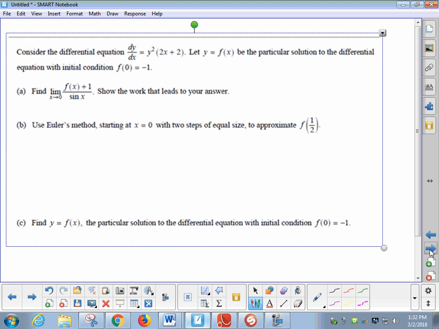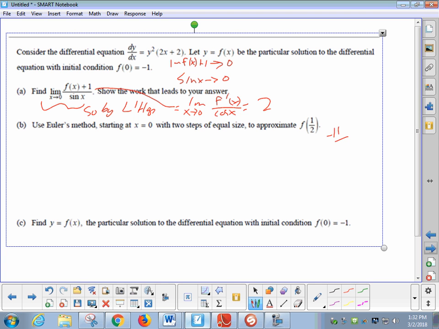All right. What about A? What was the approach to 6? A, L'Hopital. You would have to say that the limit of f of x plus 1 goes to 0, and sine of x goes to 0. So by L'Hopital, this limit is equivalent to the limit of the derivatives, f prime over cosine of x, which is 2.